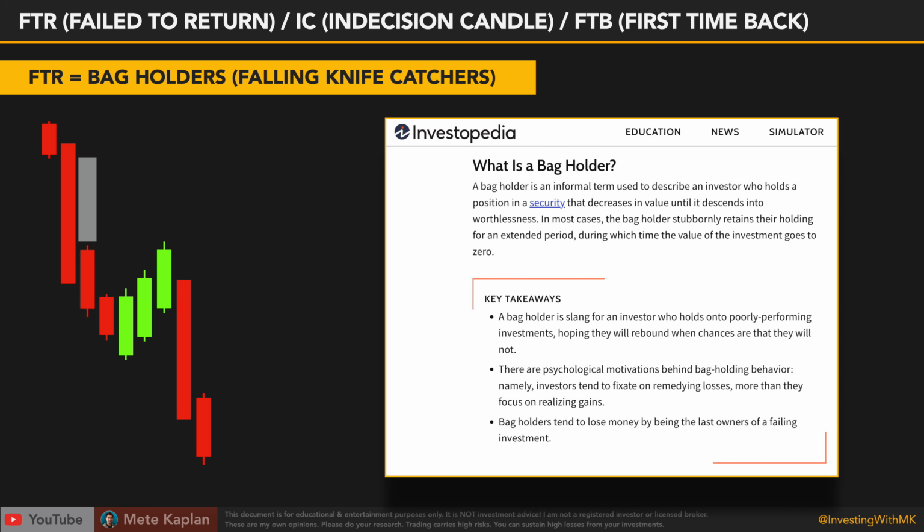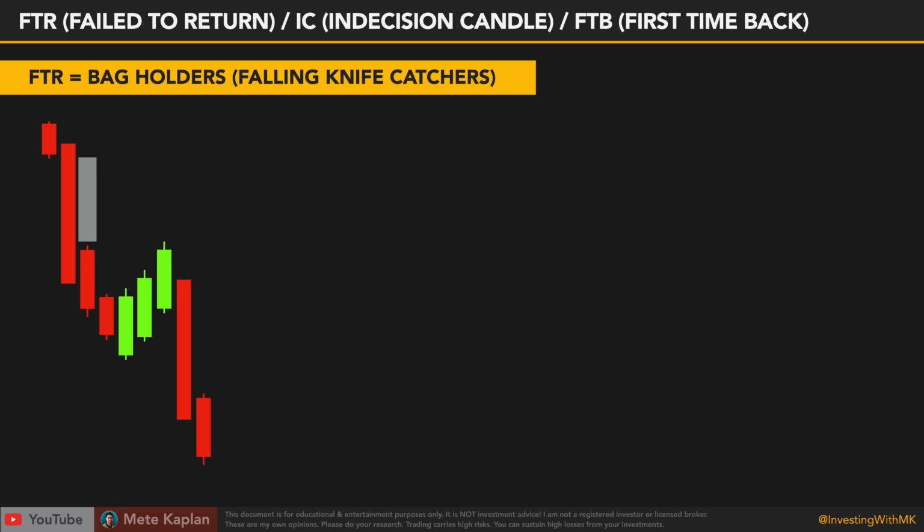First of all, I personally call FTR as back holders or falling knife catchers. If you do not know what a back holder is, it's just an investor or swing trader without stop loss who tries to keep buying dropping stocks or any other assets without reasoning. Let's understand the concept step by step. Assuming that Tesla was pricing at $400, many investors and swing traders love Tesla.